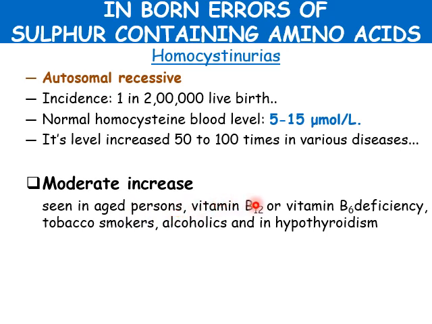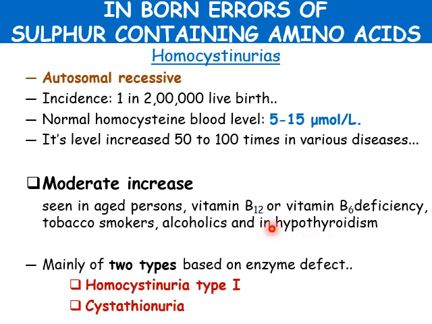It also increases in B12 and B6 deficiency, because we have seen in the metabolism that B12 and B6 are essential for the conversion of homocysteine to either methionine or cysteine. It also increases in tobacco smokers, in alcoholics, and in patients with hypothyroidism. There are mainly two types of homocystinuria. One is typical homocystinuria, type 1, and the second is atypical. We'll see them one by one.